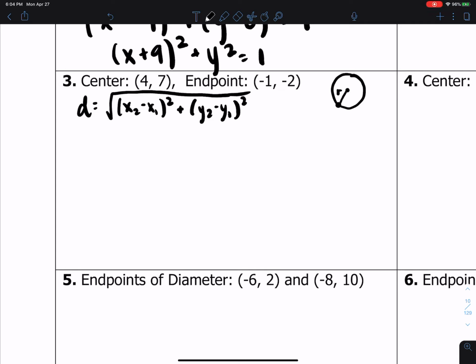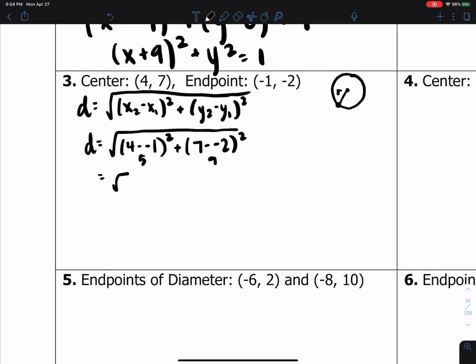And it doesn't matter which one is x2 or x1 as long as you keep the points together. So the 4 and the 7 both either need to be the first point or the second point. So I am going to do 4 minus -1 squared plus 7 minus -2 squared. So that would be, this is 5, this is 9. So that's the square root of 25 plus 81, which gives us the square root of 106.